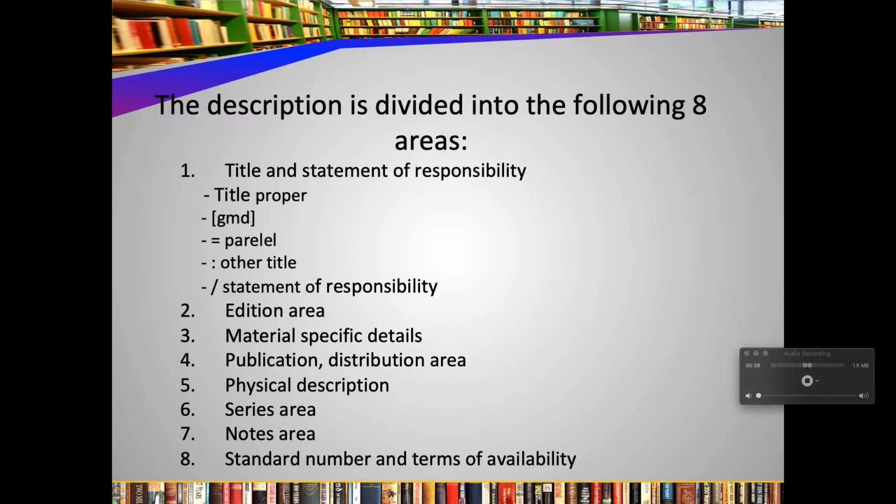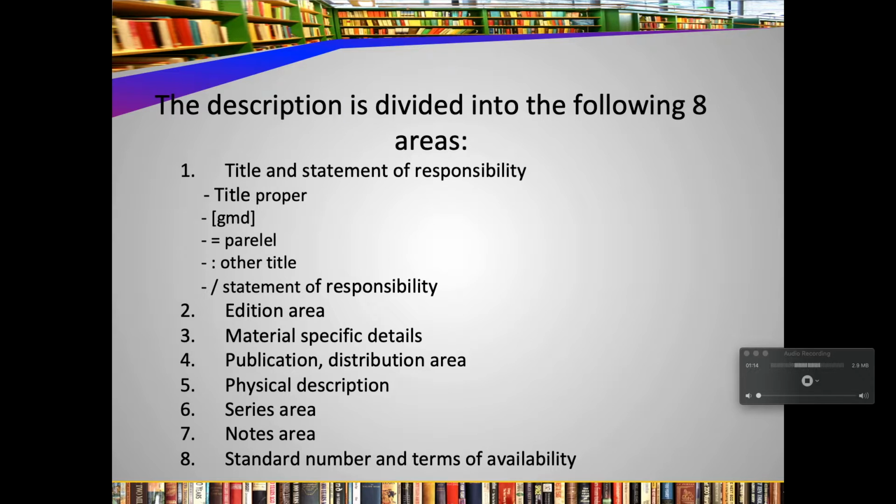First, ISBD punctuation is prescribed and it precedes and predicts the data element that comes next. For example, a space slash space in area 1 says that the statement of responsibility is coming next. Second, each area contains more than one element, so the order of data is prescribed. Based on the slides, the description is divided into 8 areas.